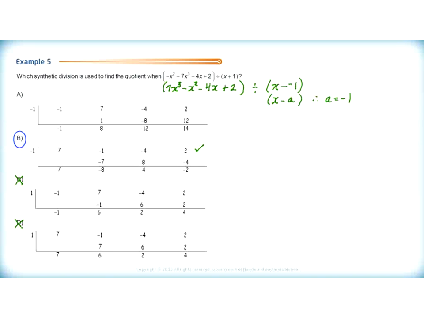Let's check it out. When you add the first column, it's 7. Multiplied by negative 1, it's a negative 7. The sum of the second column is a negative 8. Multiplied by negative 1 is a positive 8. The sum of the third column is 4. Multiplied by negative 1 is a negative 4, and the sum is a negative 2. So in this case here, the negative 2 represents your remainder, and the quotient would be given by 7x squared minus 8x plus 4. So the synthetic division used to find that quotient would be part B.